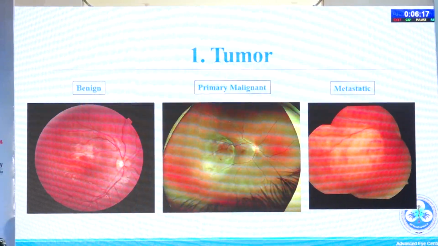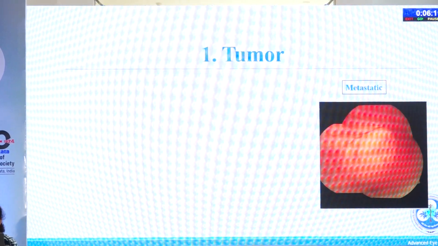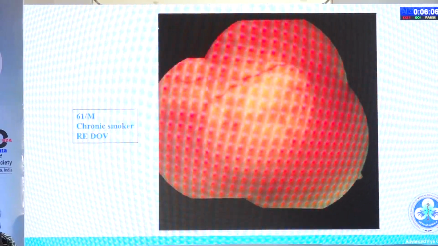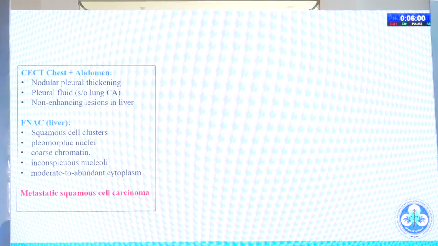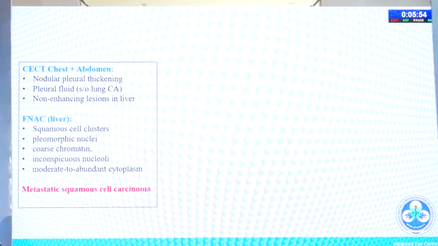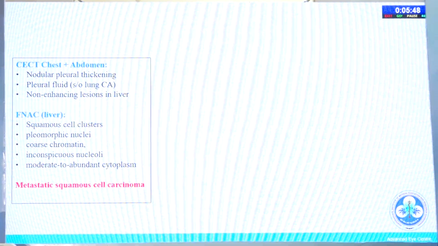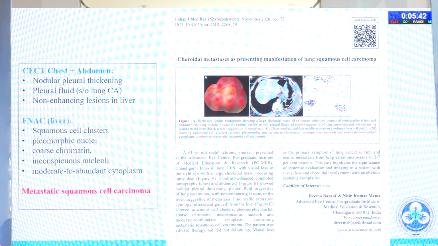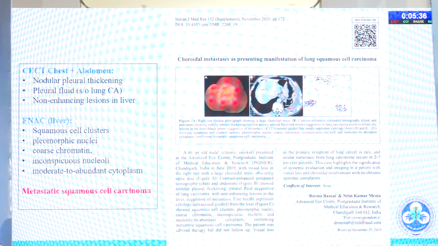Coming to the third possibility, the tumor being metastatic. This was a middle-aged man who presented with decreased vision in the right eye. He was a 61-year-old male, a chronic smoker. We got his CT chest and abdomen done, which showed nodular pleural thickening. Pleural fluid was there, which was suggestive of lung carcinoma. There were non-enhancing lesions in the liver also. The FNAC from the liver showed squamous cell clusters and features suggestive of metastasis. So this was metastatic squamous cell carcinoma, and this was basically a choroidal metastasis as the presenting manifestation of lung squamous cell carcinoma with metastasis all over.